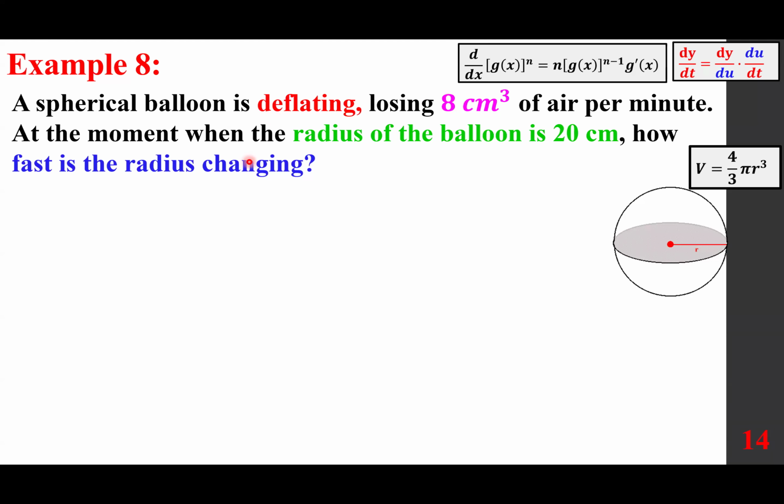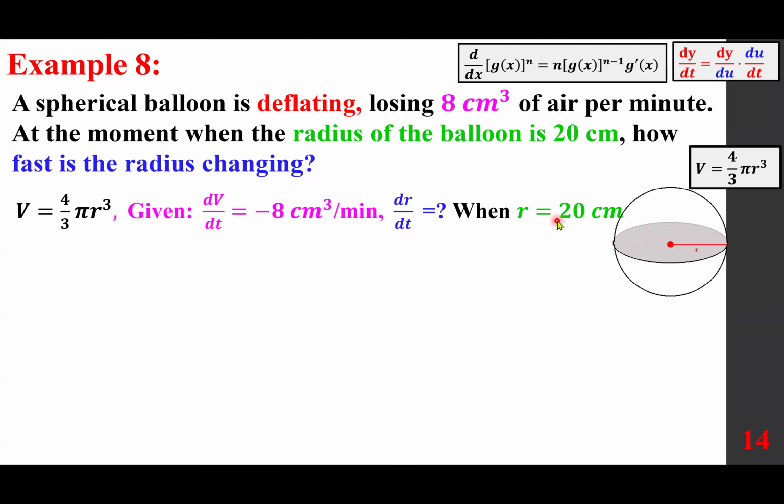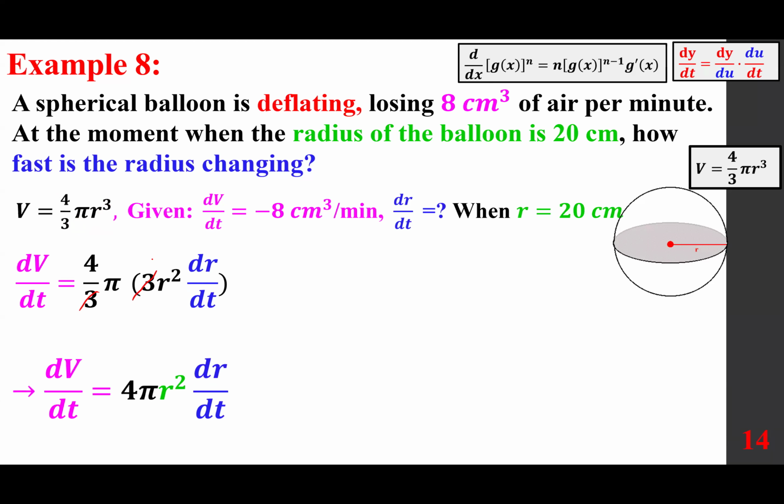How fast is the radius changing? That means we want dr dt at what point, when the radius r equals 20 centimeters. So this is the translation of the question into mathematical symbols. Having said that, let's start with this and differentiate. So we want dV dt, and it starts with 4/3 pi because that is just a multiplier. There's not much we can do. R cubed gives 3r squared dr dt. So we get 4 pi r squared dr dt.